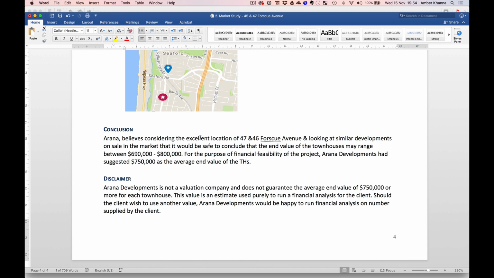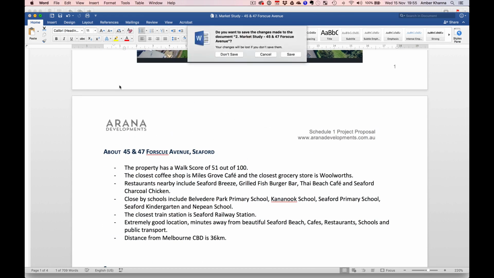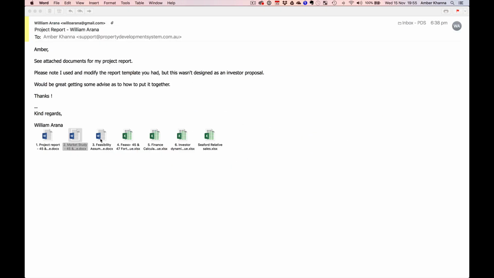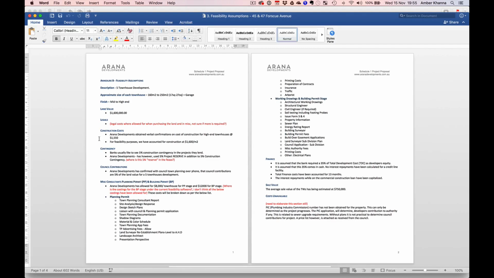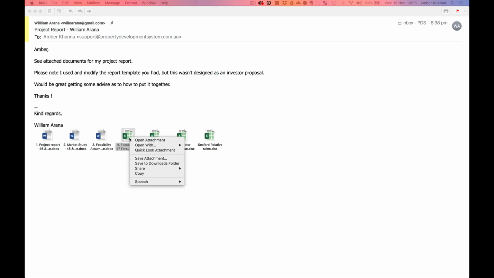Conclusion. Considering the excellent location, and so on. This is all good. That's fine. Okay, and the bottom conclusion is just generic. It's very similar to what you put on, so you can skip it. Okay, I'm just going to go straight to your feasibility on this. Let's do that.